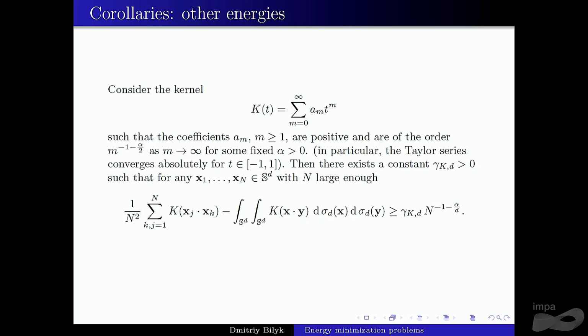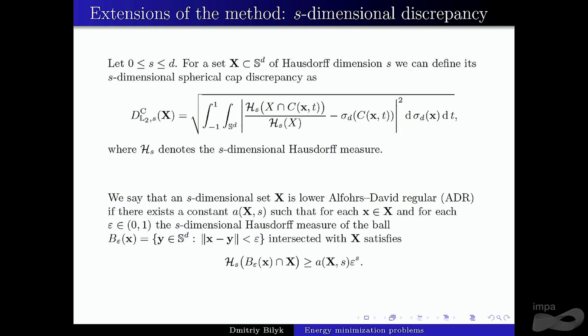And finally, I want to mention one more generalization that comes out of this argument. Discrepancy approximates the uniform measure by point sets, so essentially by zero-dimensional sets. You can ask a more general question. What if we try to approximate the uniform measure by sets of a given Hausdorff dimension on the sphere? Something between 0 and d.